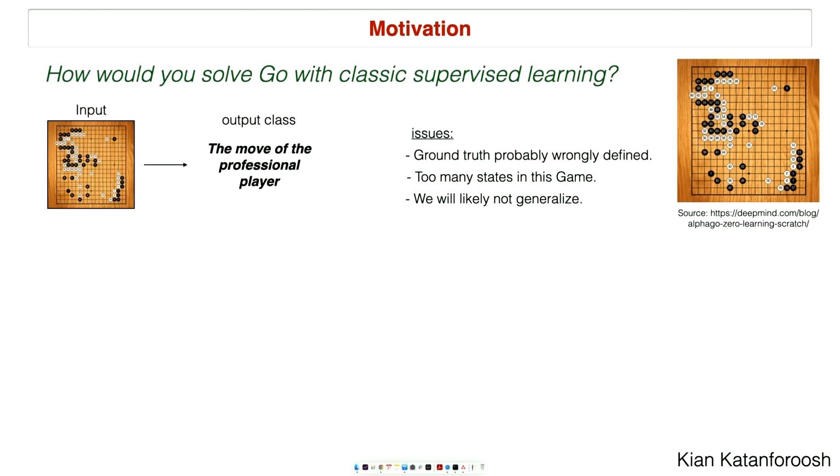Too many states in the game, as you mentioned, and we will likely not generalize, which is what you said, meaning we're looking at one-off situations. We're not looking at entire strategies. So when we face a board state that we've never seen before, because the model was not trained on strategy, it will get stuck.